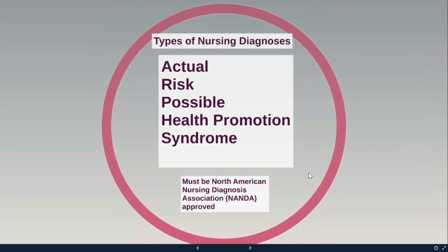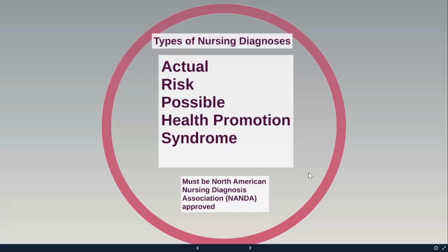Let's talk about the different types of nursing diagnoses. We have 5 different types that we're going to be looking at. We have actual, risk, possible, health promotion, syndrome. All of these must be NANDA approved. So you can't look at a patient and come up with a diagnosis on your own.